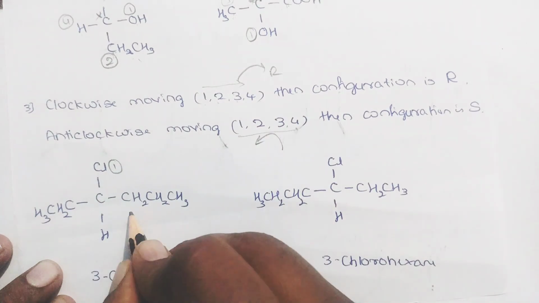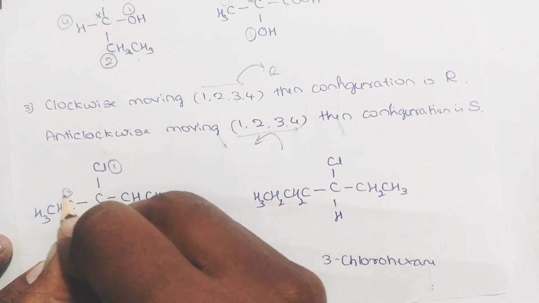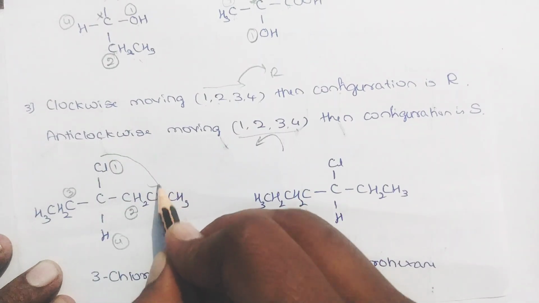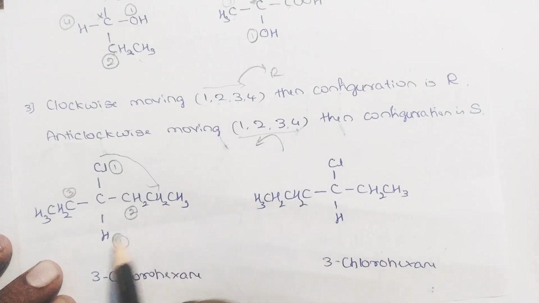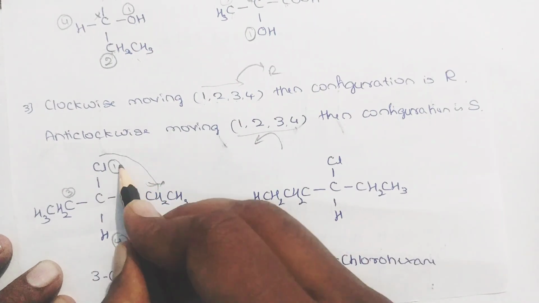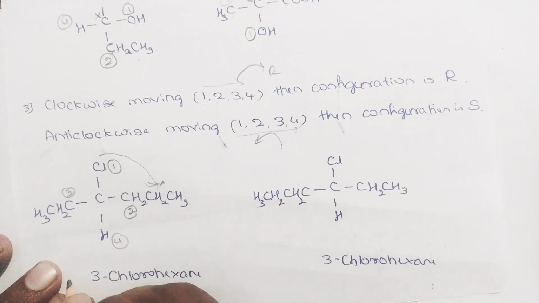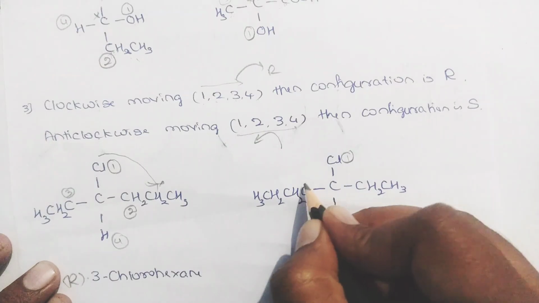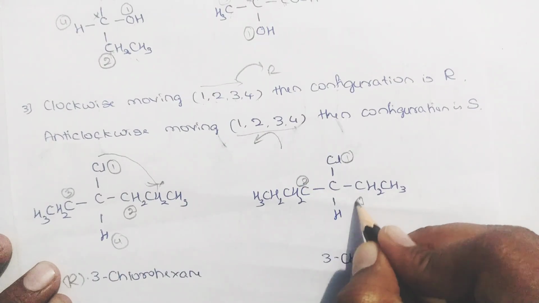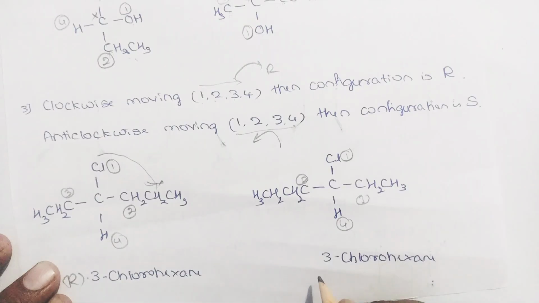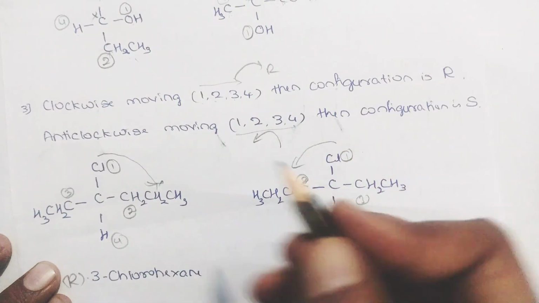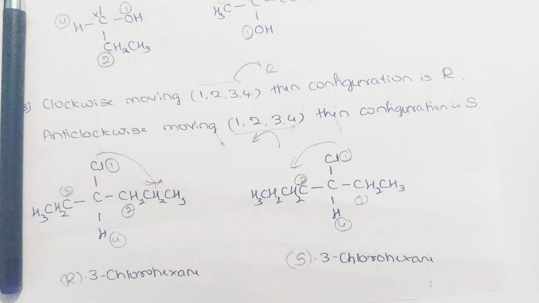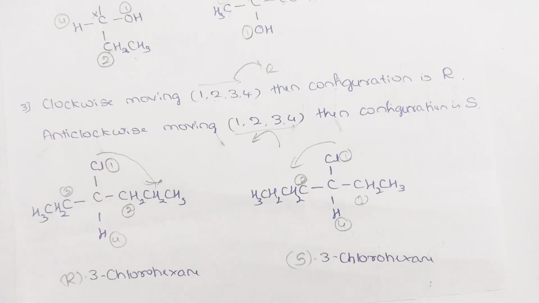Here this is 1, it gets 2, it gets 3, and it gets 4. So here it is 1, 2. We have to move from 1 to 2 to 3, the movement of 1, 2, 3, 4 is to the right side, hence it is R configuration. Here this is priority 1, priority 2, priority 3, and priority 4. This is 1, 2, so this is anti-clockwise movement, hence it is S. Like this we have to give the configuration.